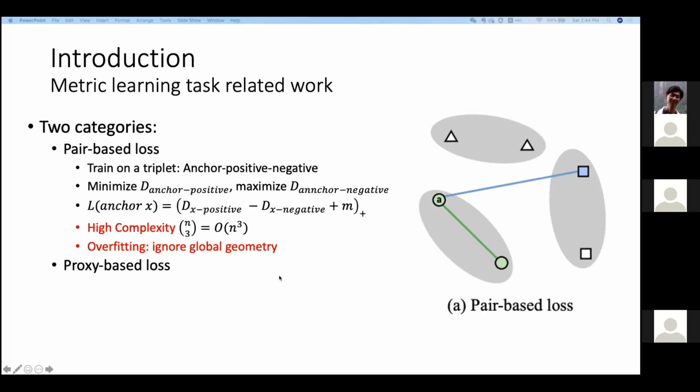I'm sorry, what do you mean by global geometry? Oh, because the loss is only defined on three images instead of considering all the images. So do you mean that if any samples from other classes, it would be considered the same?